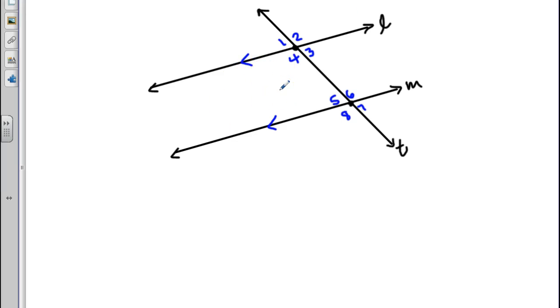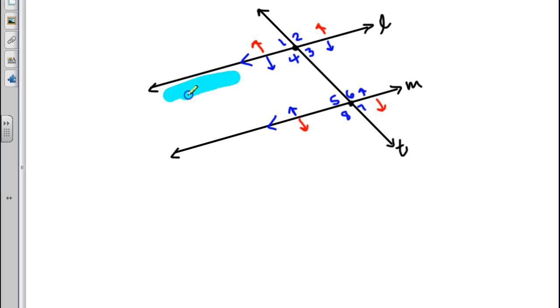When they talk about exterior and interior angles, they mean interior or exterior to the parallel lines. So interior and exterior, we're always talking about in reference to the parallel lines. So the blue would be interior and the red direction would be exterior. So I have inside the parallel lines.